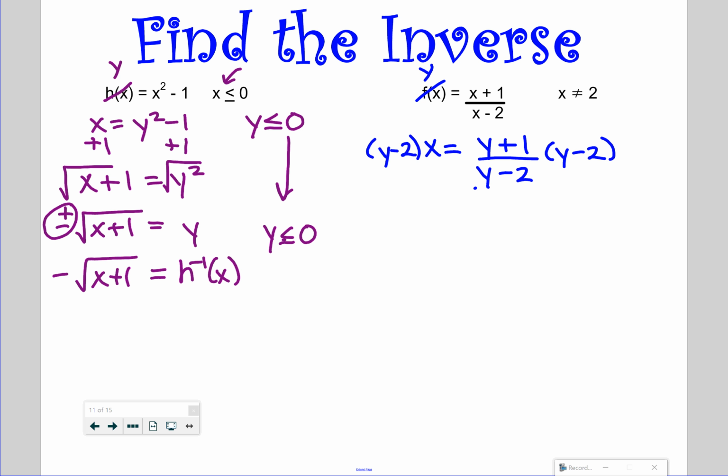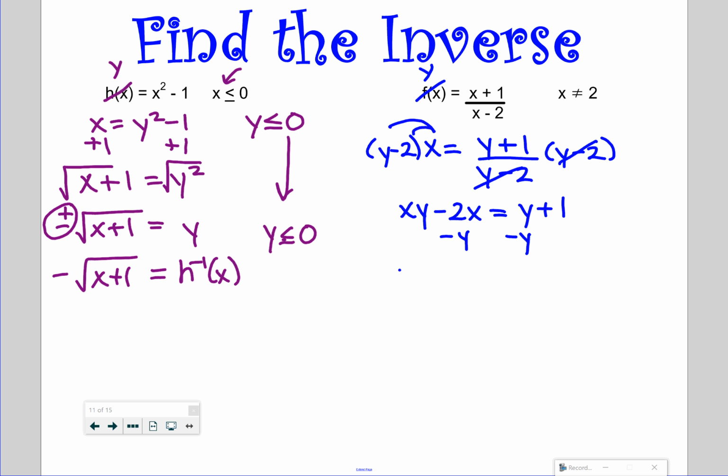Okay, so my y minus 2's are going to cancel. That leaves me with y plus 1 on this side. And on the other side, I'm distributing my x in. So that'll give me xy minus 2x. Now let's try to get our y terms on the same side. So I'm going to subtract y on each side.